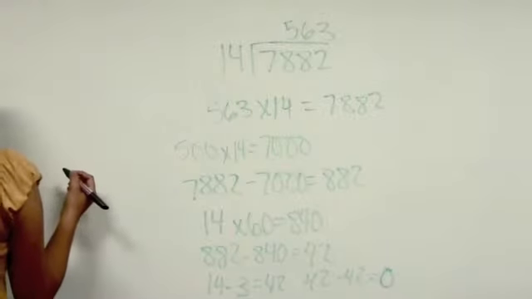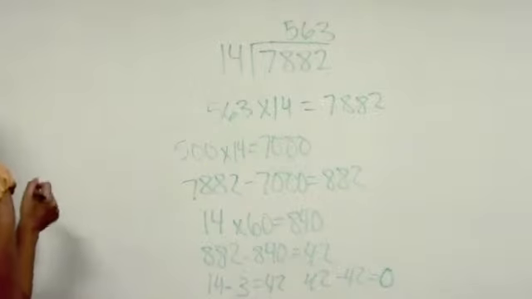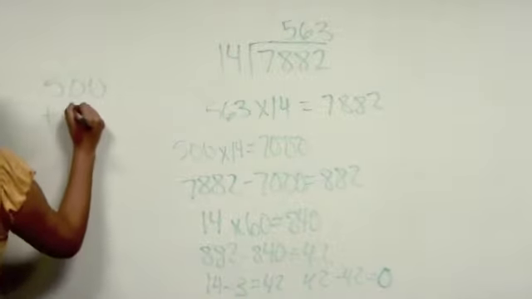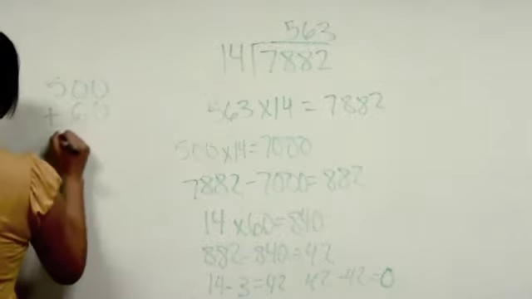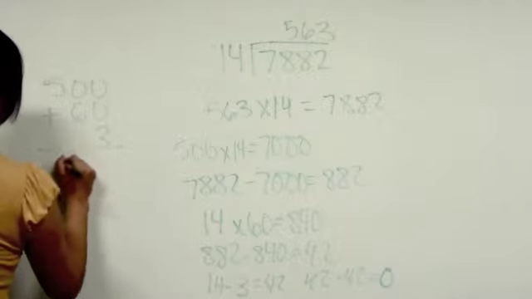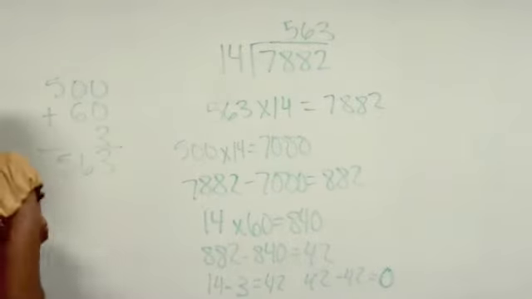We can see that the sum of the multiples that were calculated in the previous steps can be added to give the result in the quotient. So 500 plus 60 plus 3 equals 563, which was given in the previous as a quotient.